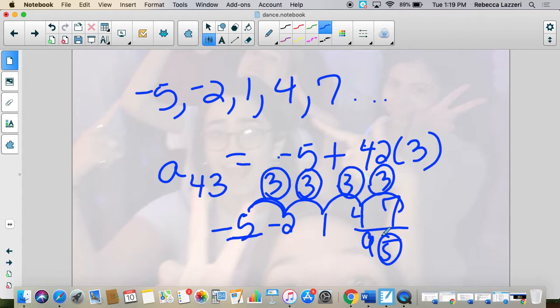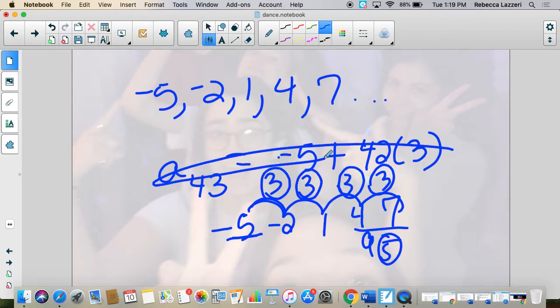Girls, common sense would tell me if I want to get to the fifth term and I already have the first term, how many do I have to go? If I already have the first term and I want to get to the fifth, I only have to go 4 of those 3s. 4 times 3 is 12. Okay? So try this one.